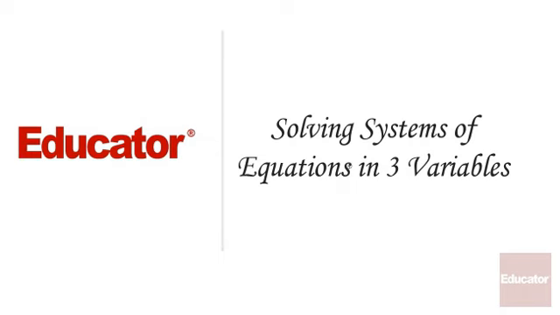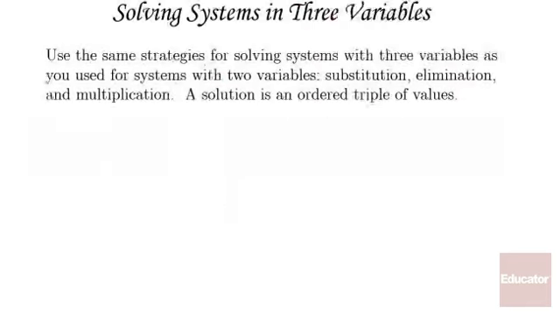In previous lessons, we talked about how to solve systems with 2 variables. So now we're going to go up to systems involving 3 variables. In order to solve these systems, you're actually going to use the same strategies you used for solving systems with 2 variables. Recall those techniques: substitution, elimination, and multiplication.